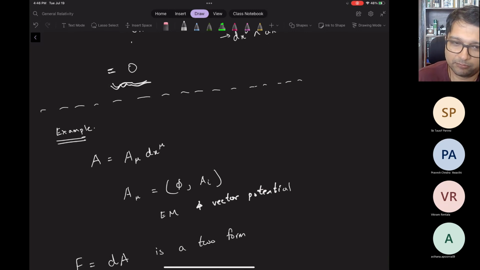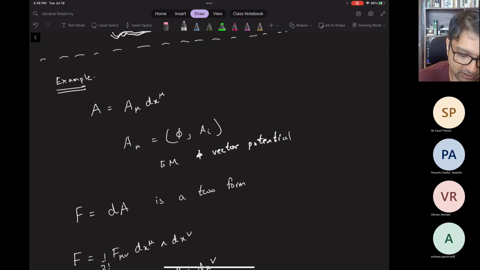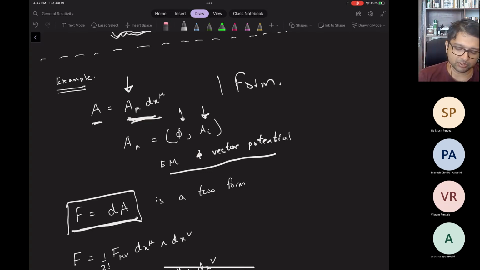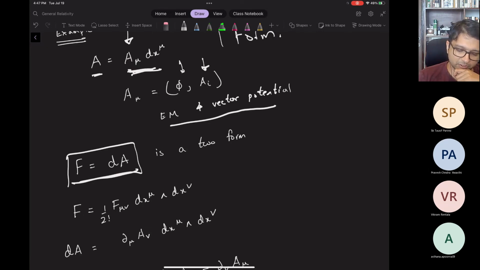I'll give you a familiar example of where you have actually secretly already seen something like this. This is rather surprising if you've not seen it before, but it'll become obvious why. So define A as A mu dx mu, where A mu is like some kind of electromagnetic 4-vector potential, the scalar part and then the vector part of the potential. So this is a one-form. You can think of the electromagnetic potential as a one-form field defined over a manifold. And F is equal to dA, which is now a two-form, the field strength tensor. So F is equal to 1 over 2 factorial F mu nu dx mu wedge dx nu. This is just a definition of what we mean by F mu nu.